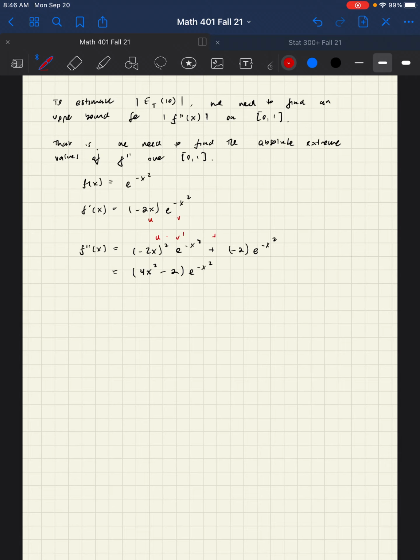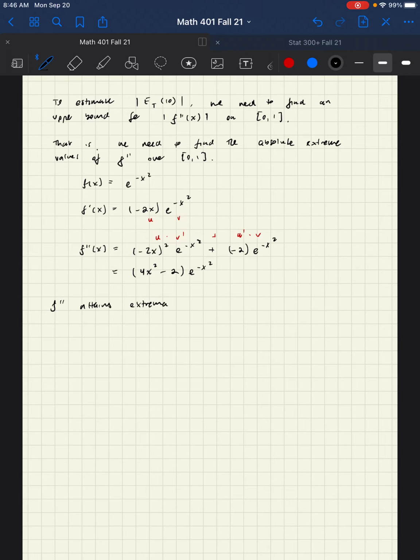Okay, so if you were unsure how we did all that, remember we just used the product rule. So if you're unclear about all this, I suggest you go back to chapter 3 and review some of that. But all right, so if we want to find where this f double prime attains a maximum value, or an extreme value, I should say, then we're going to need to solve f triple prime of c equals 0.